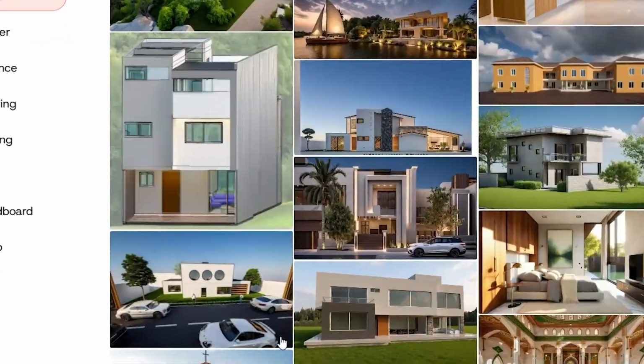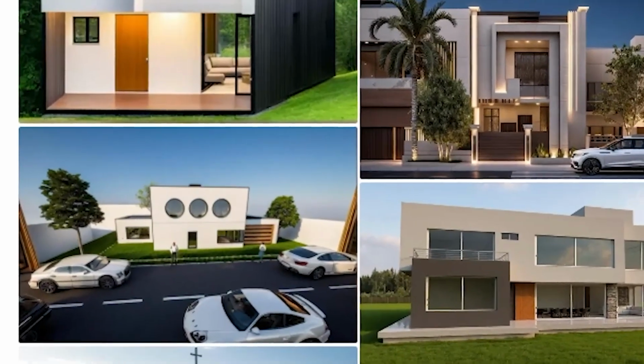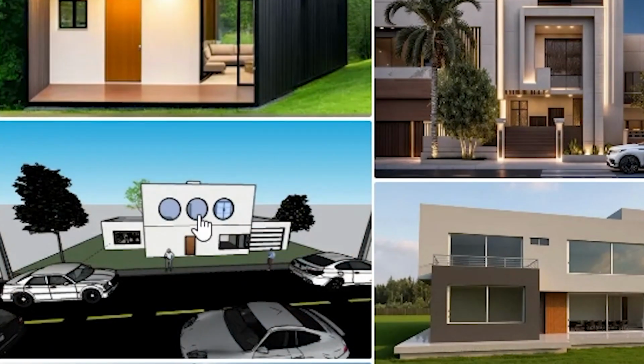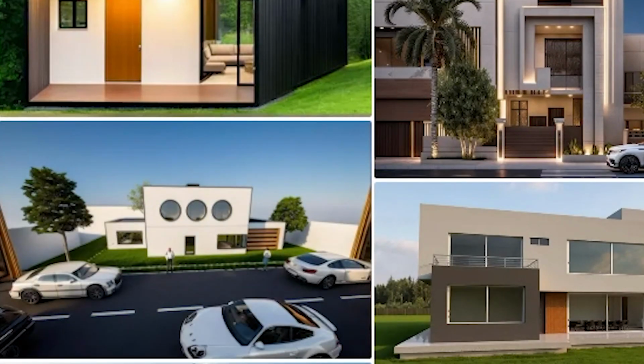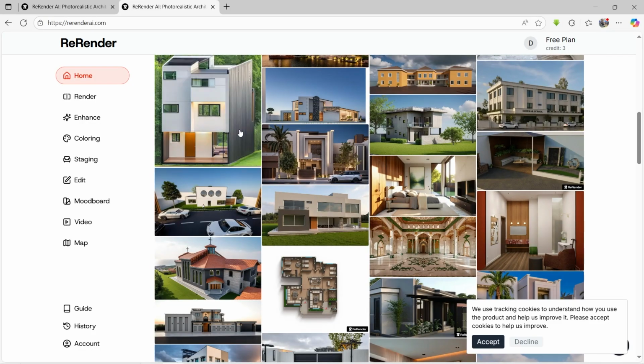There's an interesting one that I saw somewhere here. Yeah, here's the one from SketchUp as well. You can see what it looks like in SketchUp, and then when I take my mouse away, you can see what it looks like in the ReRender AI. So it's really useful. It's a quick tool that you can go ahead and use. I'm going to show you how we can do it right now.